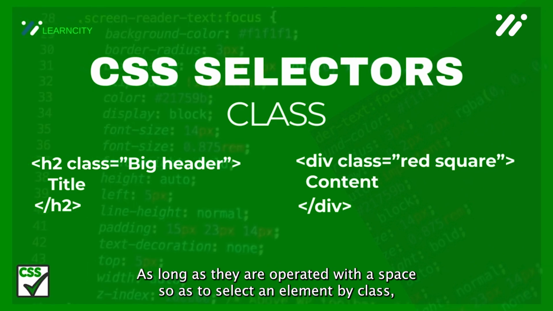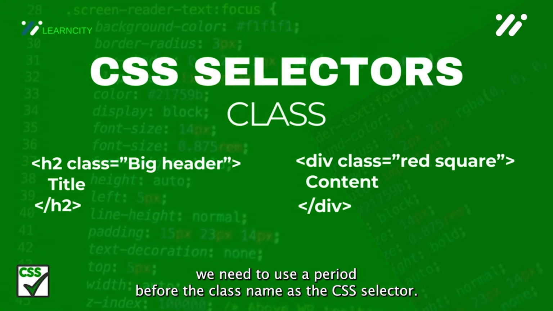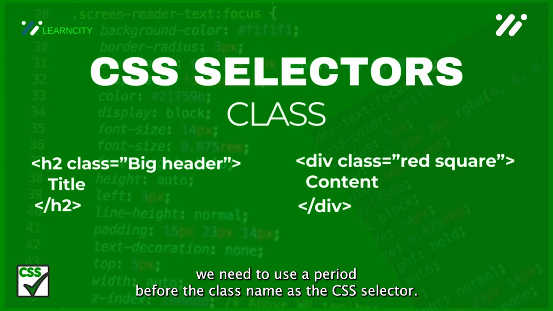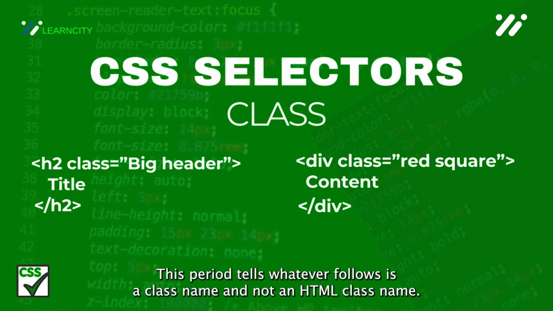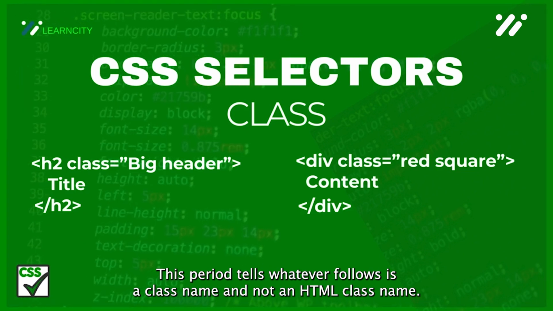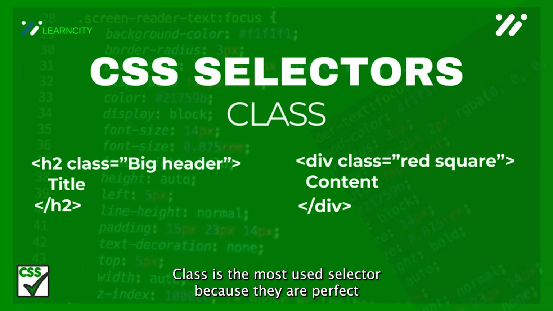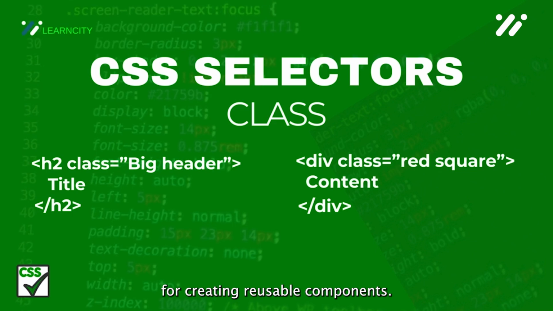So as to select an element by class, we need to use a period before the class name as the CSS selector. This period tells CSS that whatever follows is a class name and not an HTML element name. Classes are the most used selector because they are perfect for creating reusable components.